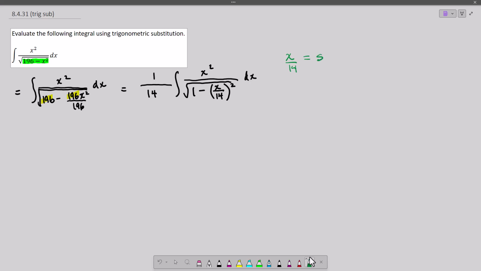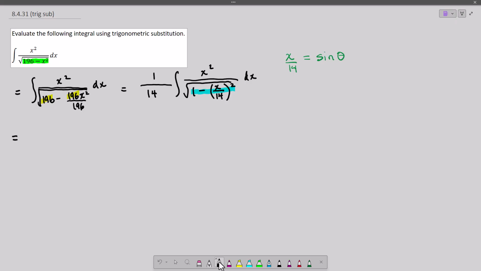And in this case, we're going to use sine, precisely because 1 minus sine squared, if we replace the x over 14 with sine, we get 1 minus sine squared, and that is an identity. So that's why we choose sine. Secant and tangent will not work.